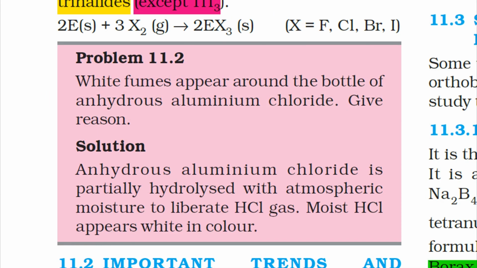Next is problem 11.2. White fumes appear around the bottle of anhydrous aluminium chloride. Give reason. The answer is that anhydrous aluminium chloride is partially hydrolyzed with atmospheric moisture, or atmospheric water, to liberate HCl gas. Moist HCl appears white in color.